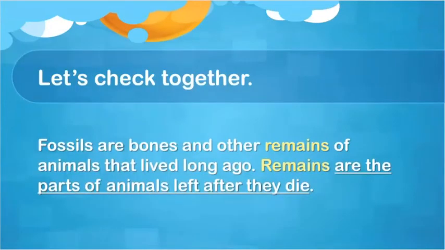Okay, let's take a look all together. Here's the first sentence we examined. It said, fossils are bones and other remains of animals that lived long ago. Remains are the parts of animals left after they die. The author told us the meaning of the word remains in the same sentence as the word remains. Remains are parts of animals left after they die. I'm thinking maybe that includes hair, bones, and I've even heard about scientists studying dinosaur poop. Those are all remains or parts of animals left over after they die.